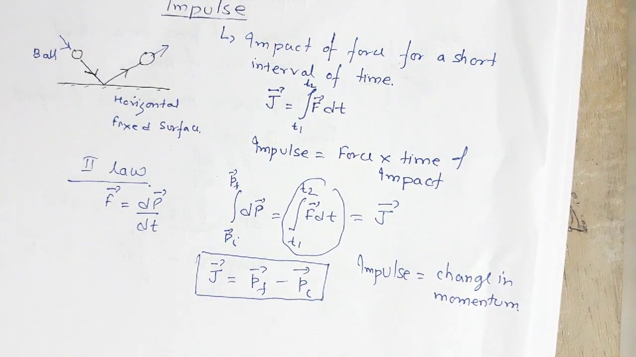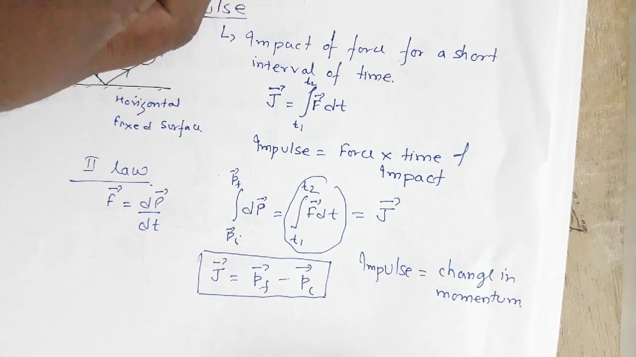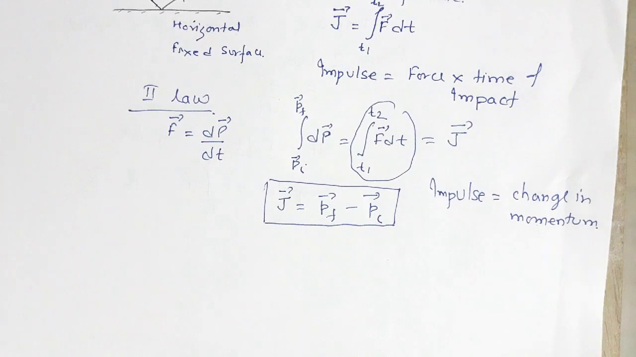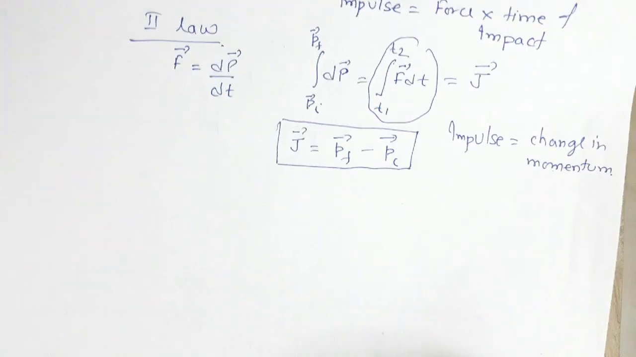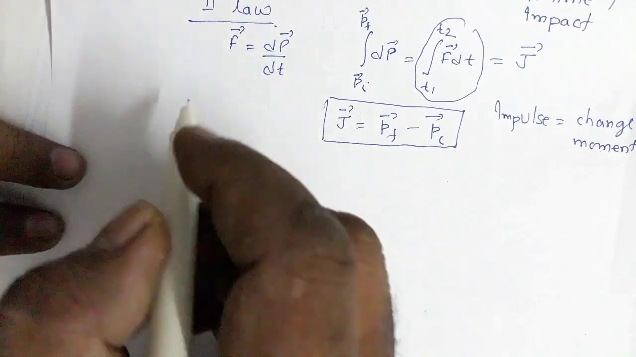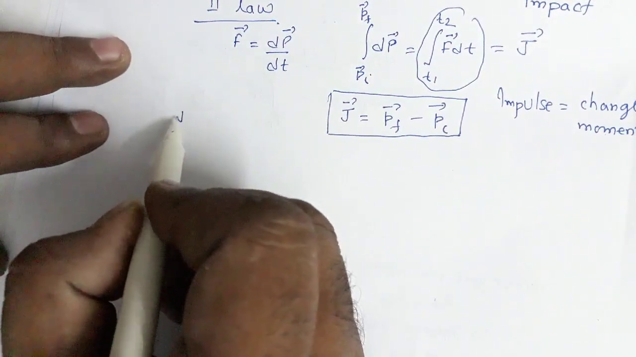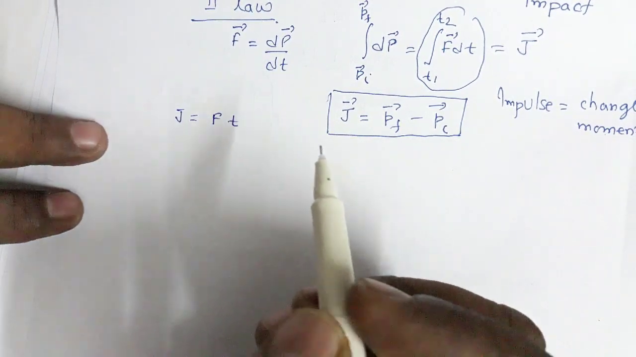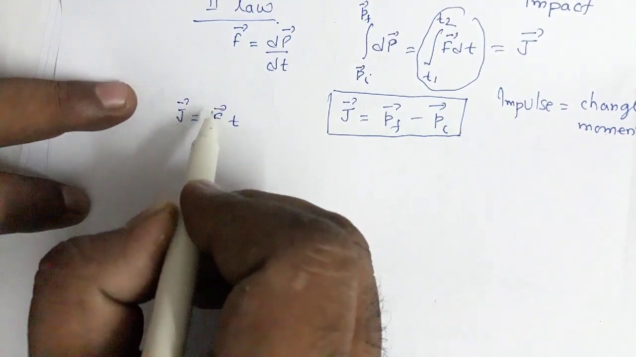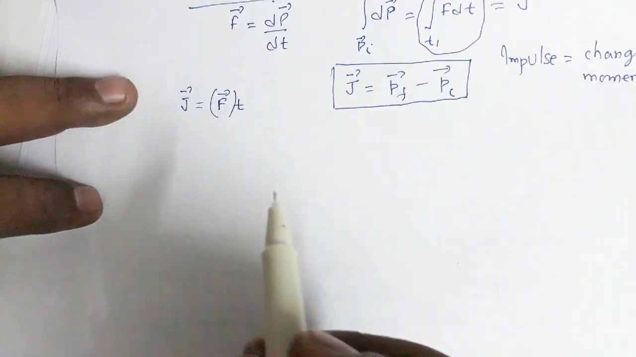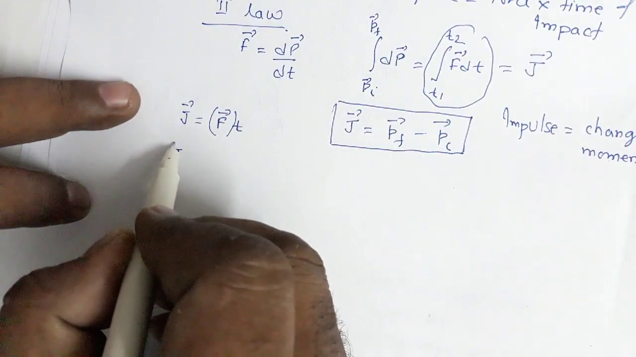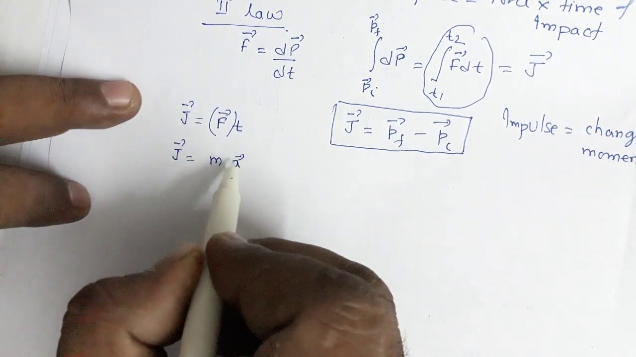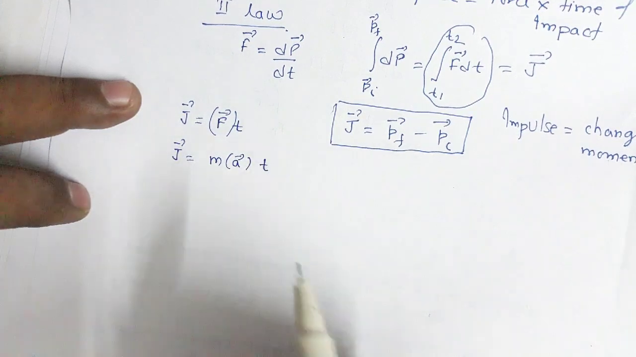Now this expression can also be obtained without using the calculus method. Suppose some students have difficulty in understanding the calculus method, then for them, impulse is the product of force and time of impact. Impulse is the product of force and time of impact. Now, force is mass into acceleration. So mass into acceleration into time.